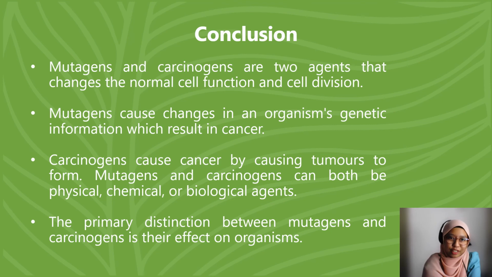As a conclusion, mutagen and carcinogen are two agents that change the normal cell function and cell division. Mutagens cause changes in an organism's genetic information which can result in cancer. Carcinogens cause cancer by causing tumor, and mutagen as well as carcinogen can both be physical, chemical, or biological agent. The primary difference between the mutagen and carcinogen is the effect on an organism.